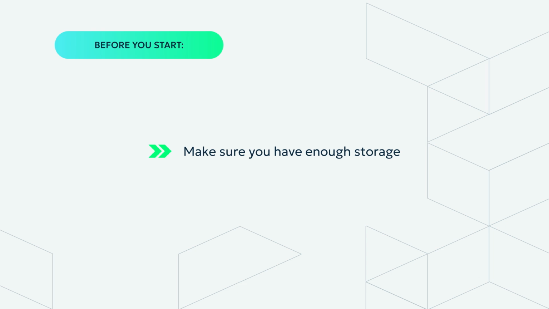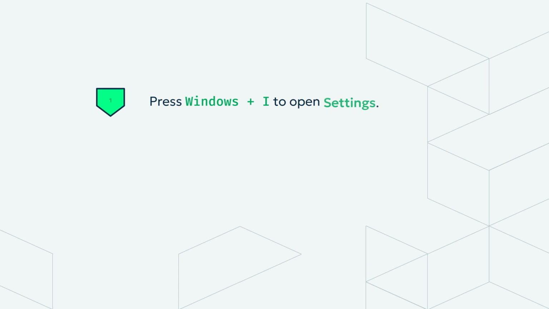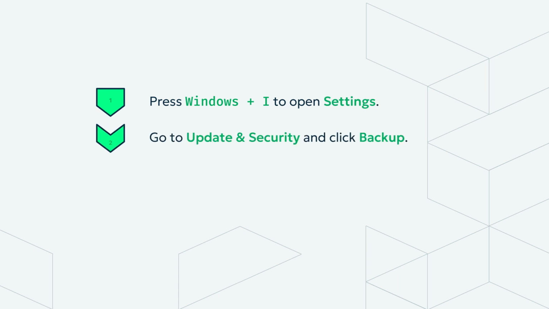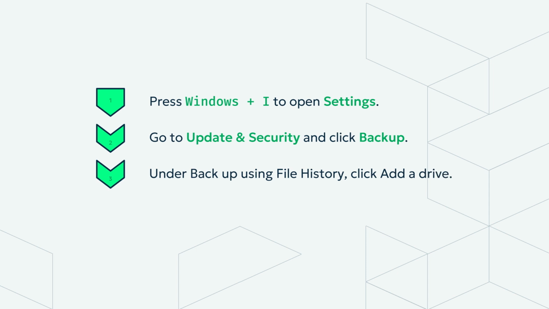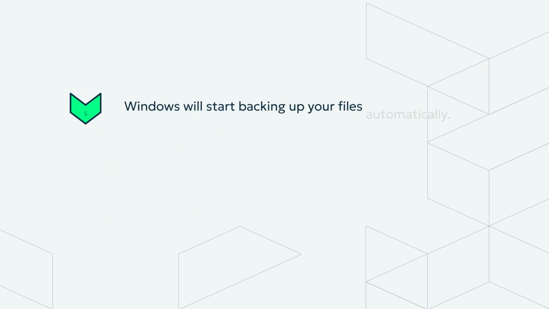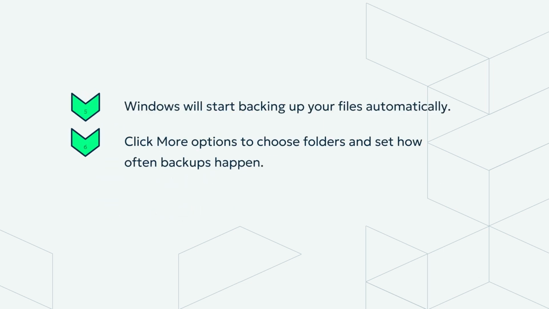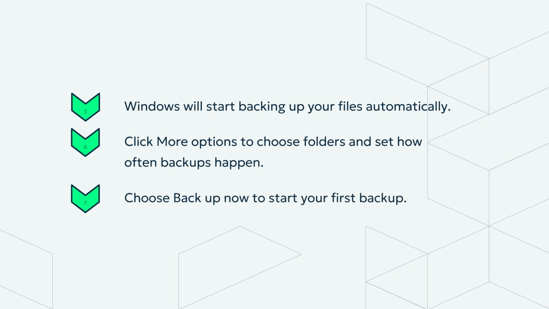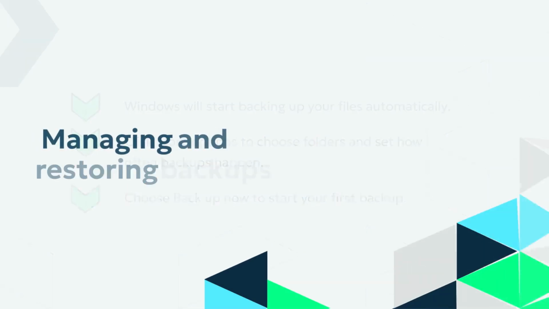To configure the Windows 10 file backup, press Windows plus I to open Settings. Go to Update and Security and click Backup. Under Backup Using File History, click Add a Drive. Select your external drive or network location. Windows will start backing up your files automatically. Click More Options to choose folders and set how often backups happen. Then choose Backup Now to start your first backup.